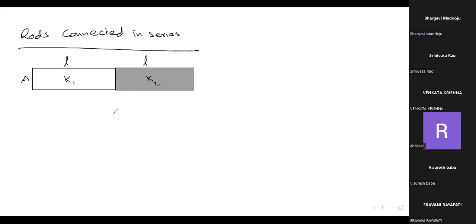Now, in this case, how do we calculate the effective thermal conductivity? Assume that R1 is the thermal resistance of the first rod and R2 is the thermal resistance of the second rod. R1 can be written as L by K1 into A, and R2 we can write as L by K2 into A.